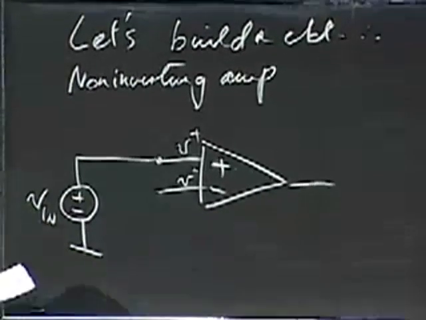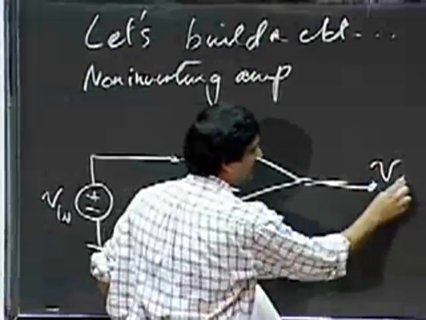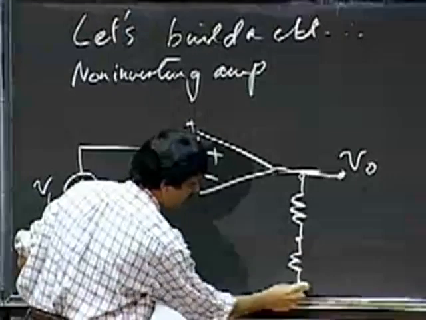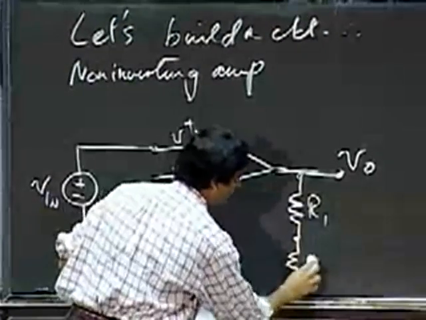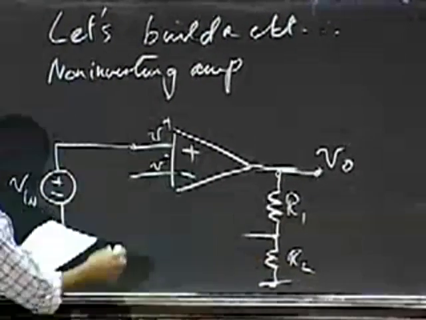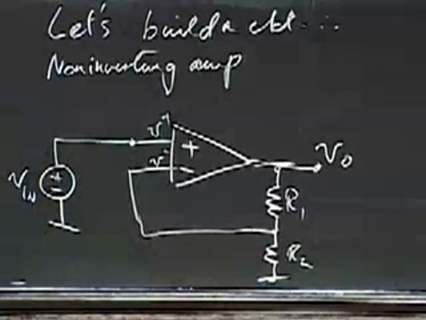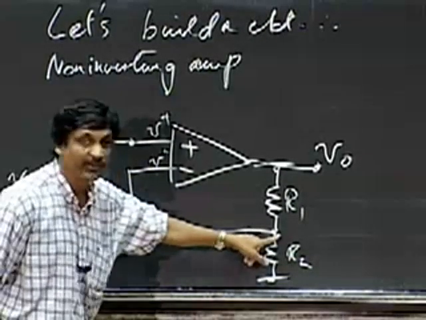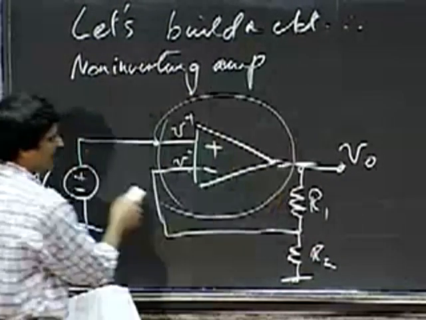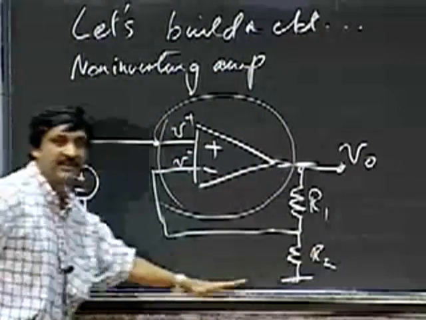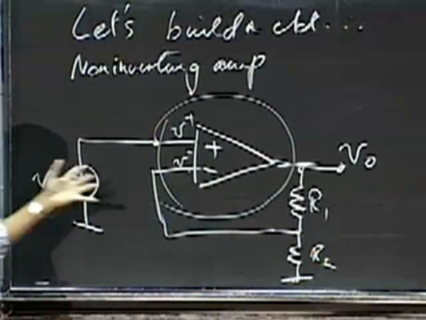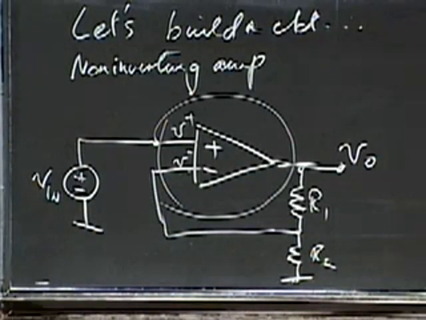So I apply my V in here, and here's my output VO. I'm going to have a resistive divider to ground here, and label these R1 and R2. And what I'm going to do here is feed this back to the V minus input. I'm going to sample the voltage here, and feed that into here. So this is my abstract model, and this is my printf. This is my hello world program. And what we're going to do is simply analyze how this little program behaves.